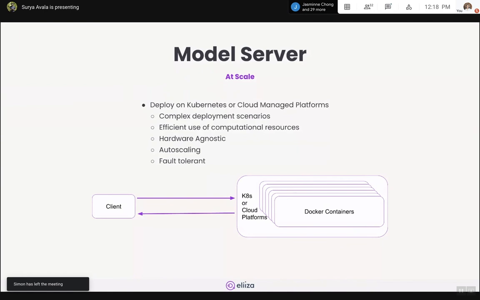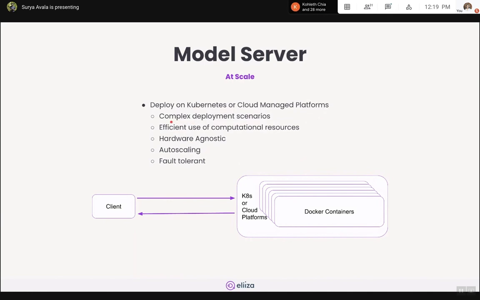If you're looking at scale, you could essentially deploy a Docker container on a container orchestration system like Kubernetes or other cloud platforms, and then run as many containers as you would like to scale your application up to meet the user demand. So yeah, at scale, we'll be deploying Docker containers on Kubernetes or cloud managed platforms.